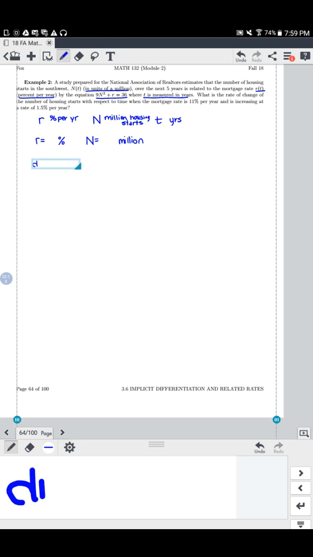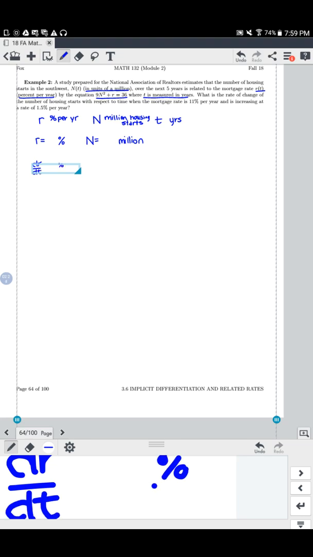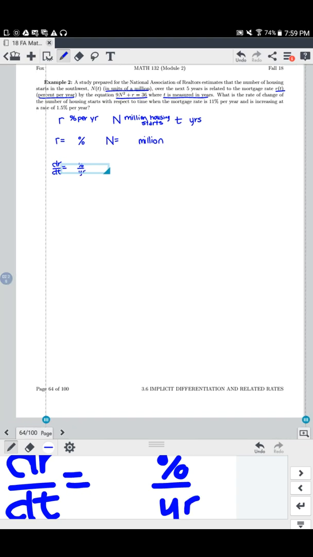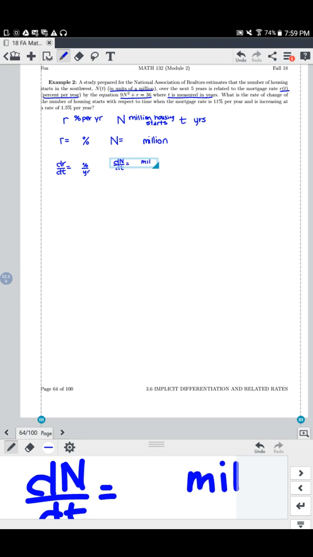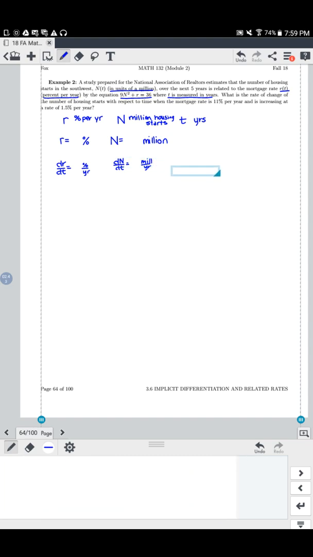So dR dT is going to be how the mortgage rate is changing. So it's going to be changing by a percent, which is the unit with R, and then the unit with time is years. And dN dT is how the number of housing starts is changing, in millions per year. So let's see what we can fill out of this now that we're ready to keep on reading. We have all of our units.